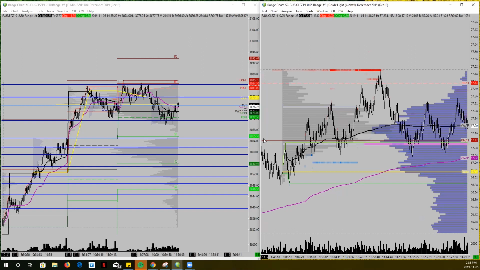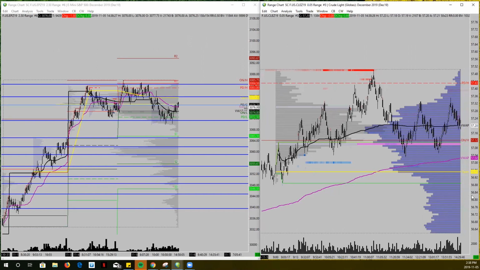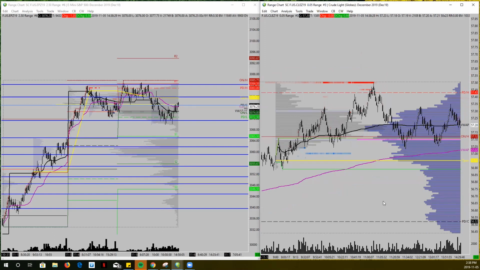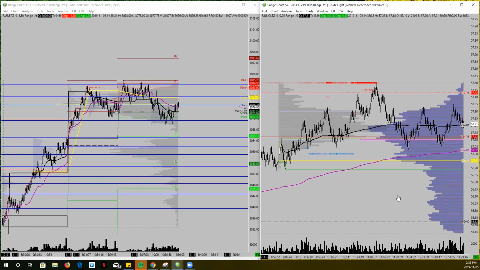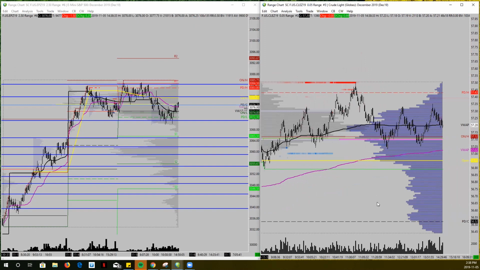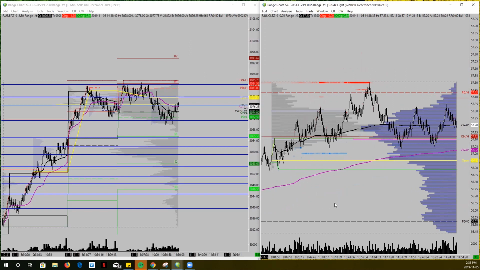Now, here to the right-hand side, we've got an overview of the oil market. I like to watch crude closely, although I do not trade it too much. I do trade it once in a while, so I like to see what's going on in the crude market just to give me a bird's eye view and a potential opportunity in the market.